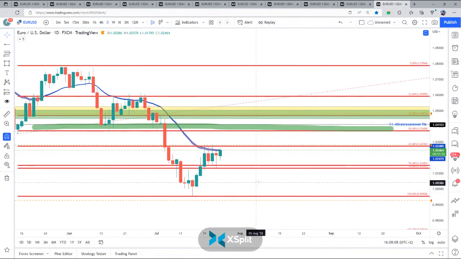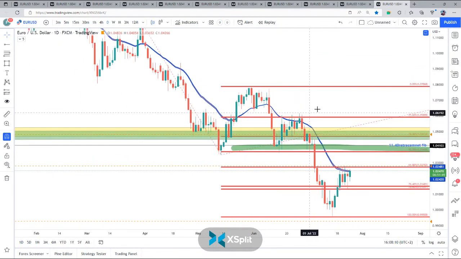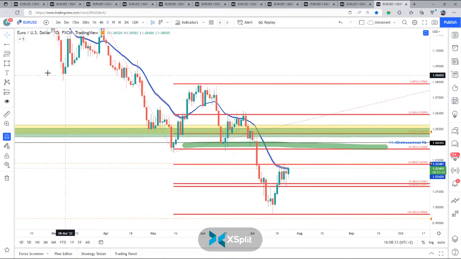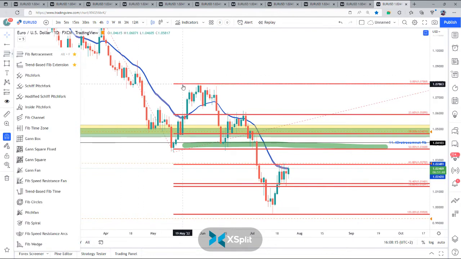So that's kind of, let's say, a longer term view on what we can use. The other thing you can use here, of course, is the retracement of the swing.